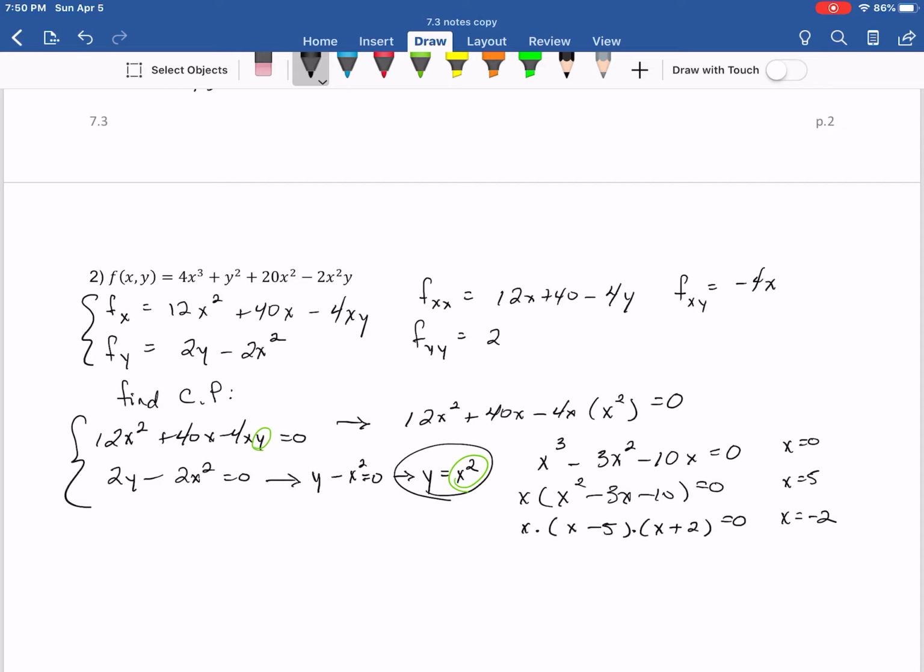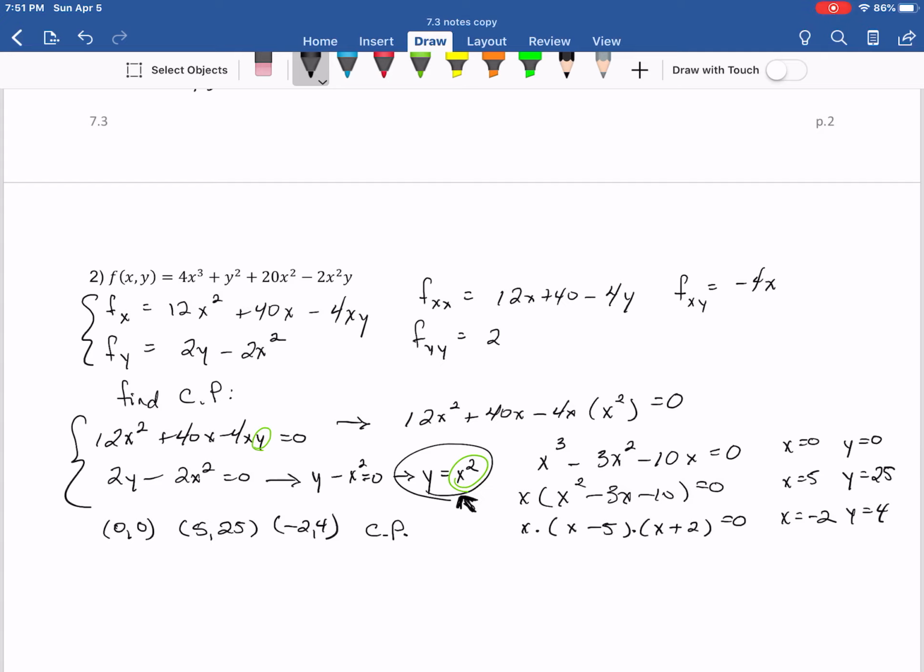Next, you have to find the y values that correspond to these 3 values of x, and we're going to do that by going back to this equation right here. Honestly, any of the equations that relate just x and y would work, but the one that I outlined here is definitely the easiest. So if I plug 0 in for x, I end up getting y equals 0, and if x equals 5, we get y equals 25, and if x equals negative 2, I get y equals positive 4. This gives you the 3 critical points: (0, 0), (5, 25), and (negative 2, 4) are your critical points.